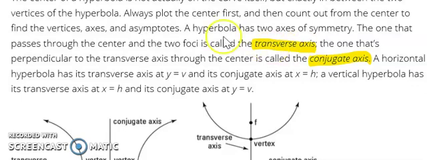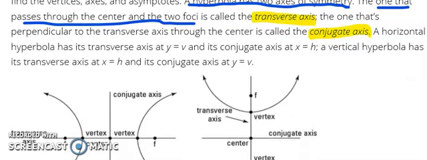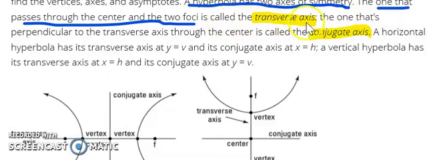So a hyperbola has two axes of symmetry. The one that passes through the center and the two foci is called the transverse axis. Remember, transverse axis. This is the first term for today. It is the one that passes through the center and the two foci.